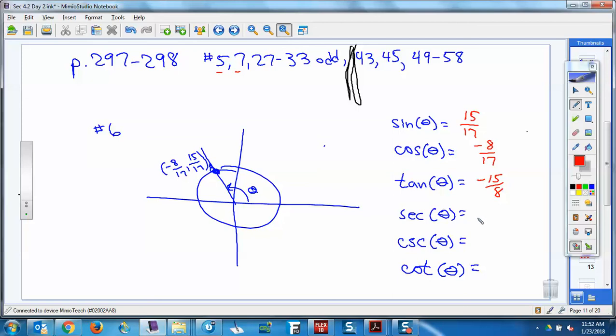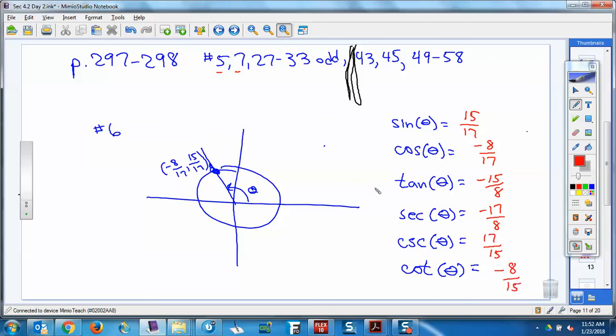What's a secant? That's a reciprocal of which one? Secant's a reciprocal of cosine, so it's going to be negative 17 over 8. Cosecant. 17 over 15, it's a reciprocal of sine. What's cotangent?